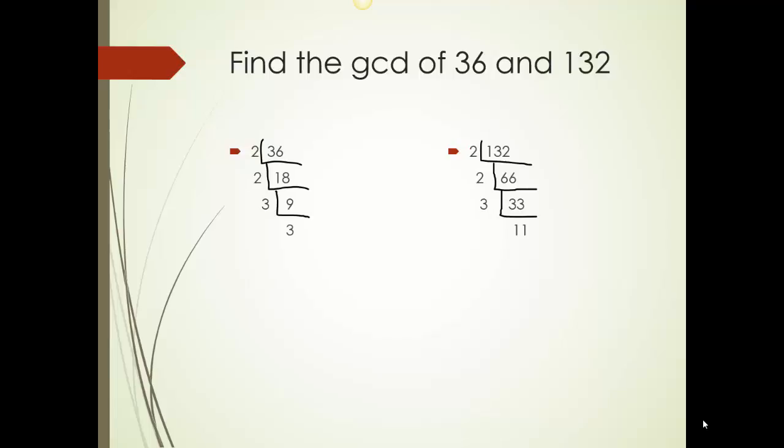Let's try it again. This time I switch the numbers. Now I have 36 and 132. Again, my first step is to find the prime factorization of each number. So 36 broke down to 2 times 2 times 3 times 3. And 132 is 2 times 2 times 3 times 11. Okay. Now we want to look for what they have in common. Well, I can see they both have 2's, and they have 2 each, and they both have a 3. So when I look for the GCD, it's going to be 2 times 2 times 3, which is 12.